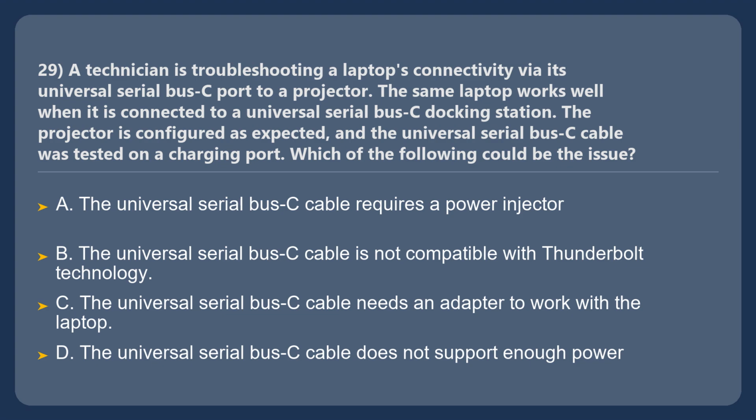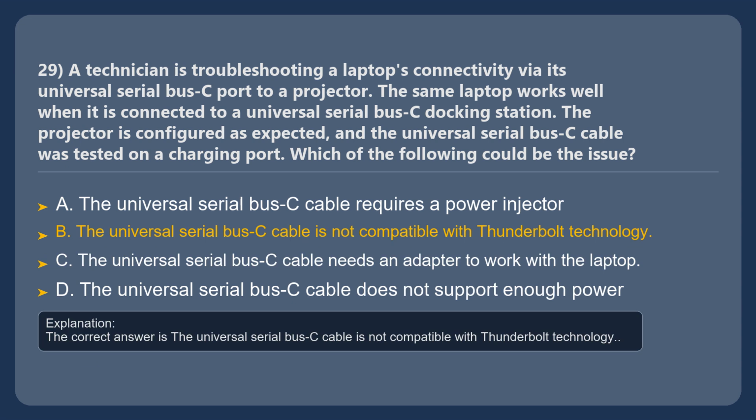Option D. The universal serial bus C cable does not support enough power. The correct answer is option B. The universal serial bus C cable is not compatible with Thunderbolt technology.